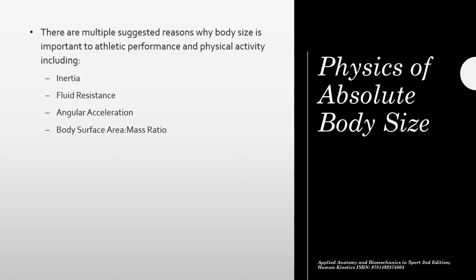So now that we know that body size matters, let's talk about the physics of absolute body size. The four biggest suggested reasons why body size matters to athletic performance and physical activity are inertia, fluid resistance, angular acceleration, and body surface area to mass ratio. I'm going to give you a brief overview in this discussion, but this is something we're really going to dig through in the later part of the semester.